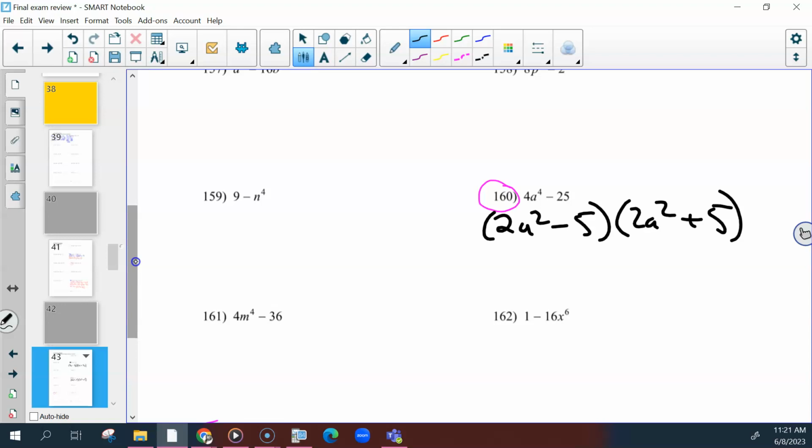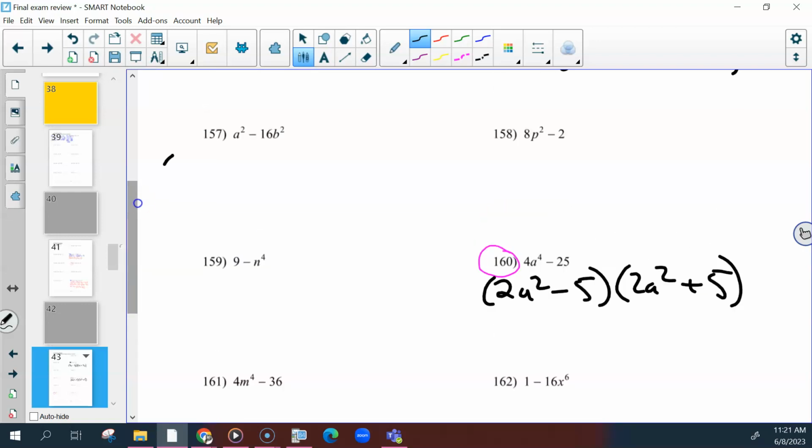Any others we have questions about? Say that again. So you're thinking, what times what gives you a squared? And then what times what will give you 16 b squared? Other questions on this page? Okay, go on to the next one.